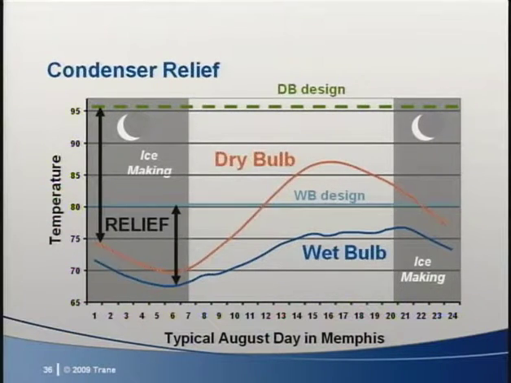Note that the ambient relief for dry bulb is always more than the ambient relief of wet bulb. This difference in condenser relief is key to dispelling the myth that air-cooled ice systems perform inefficiently during the ice build mode. An air-cooled chiller can make ice at night with better efficiency than that same air-cooled chiller makes chilled water during a design day.